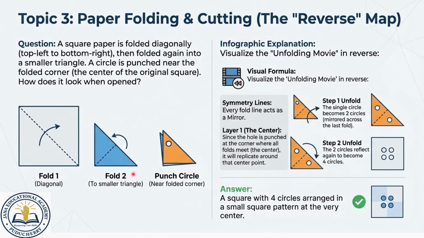When you fold it again, it will make a smaller triangle. Every fold will make it a smaller triangle, right? The dotted line is like a folded one, so it will become like this. If I make a punch here, I already told that each punch is going to reflect. If I punch here, it is going to reflect here, right? However many folds I make, the punch is going to be reflected that many times. How would it look when open? Now visualize the unfolding movie.